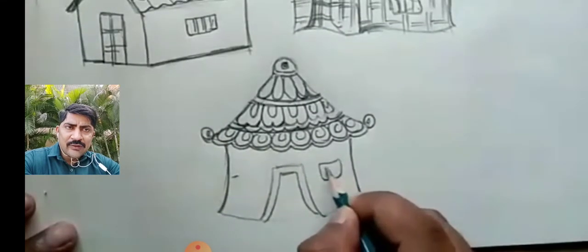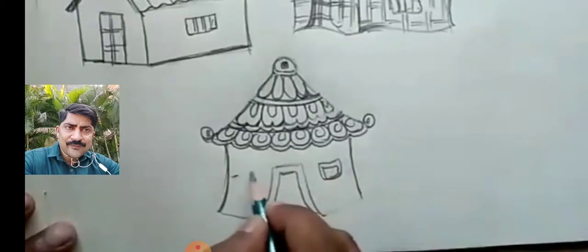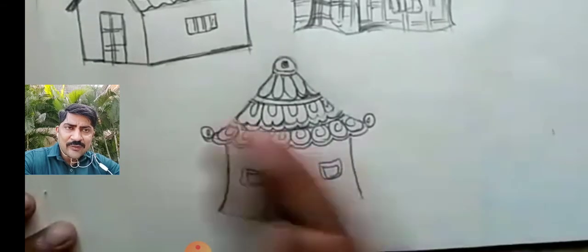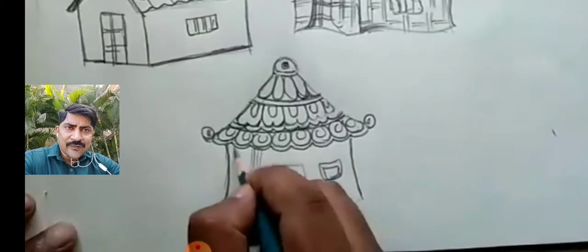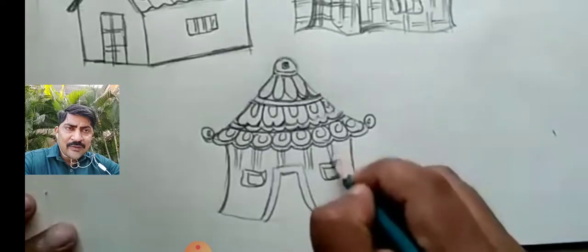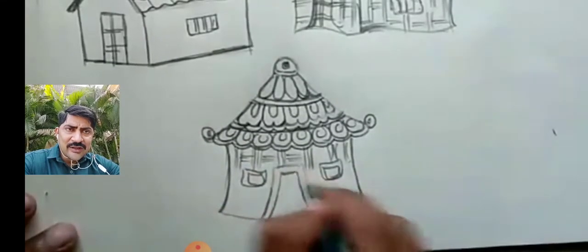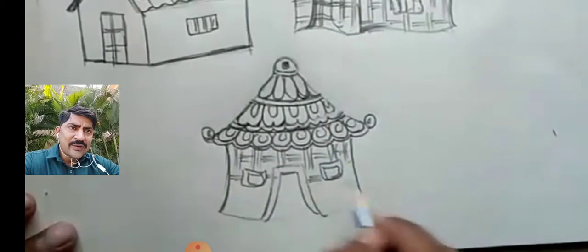Yeah, we had forgotten to draw the window. Looks like the eyes of the house. A little bit of texture, if you want to give in the walls, you can give. If you don't want to give the texture, then fill dark shade inside the door and window. That will also look good. So it's up to you.